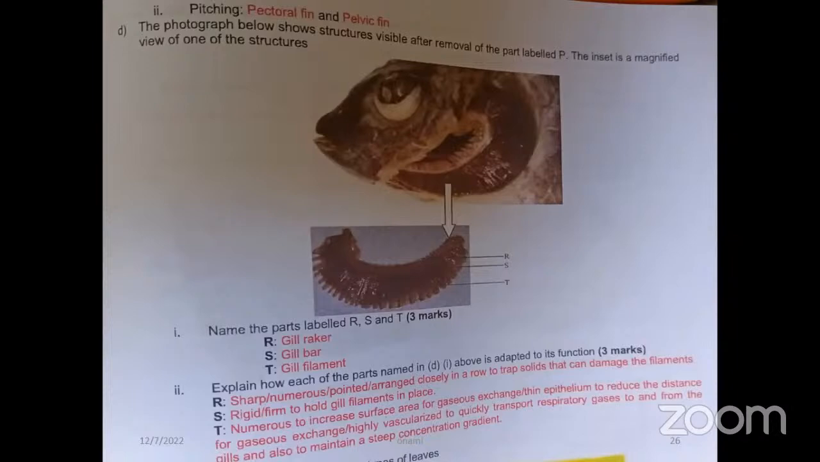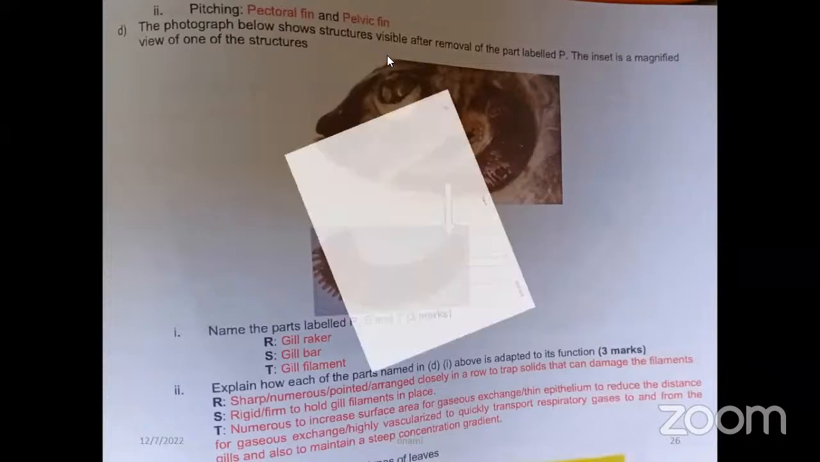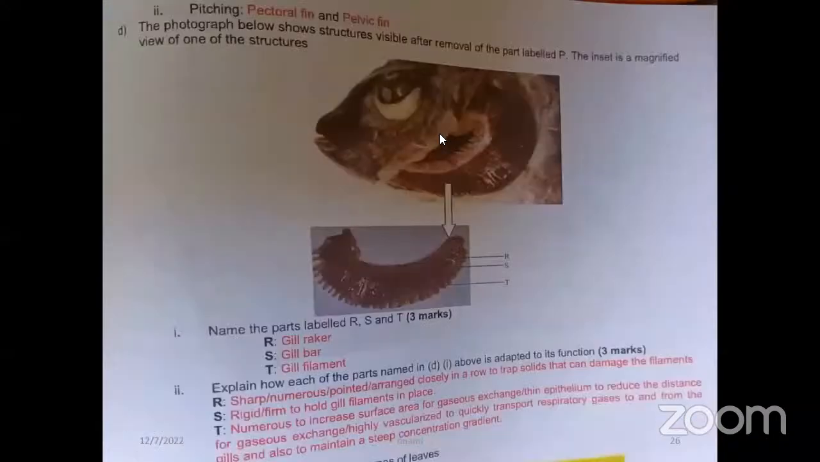That's what Madam said when she was introducing that. As much as in Form 4 we put a lot of emphasis on structures that enable the fish to move in water, you should not forget the Form 2 work that you learned about gaseous exchange in fish. Now, the question was, name the parts labeled R, S, and T.